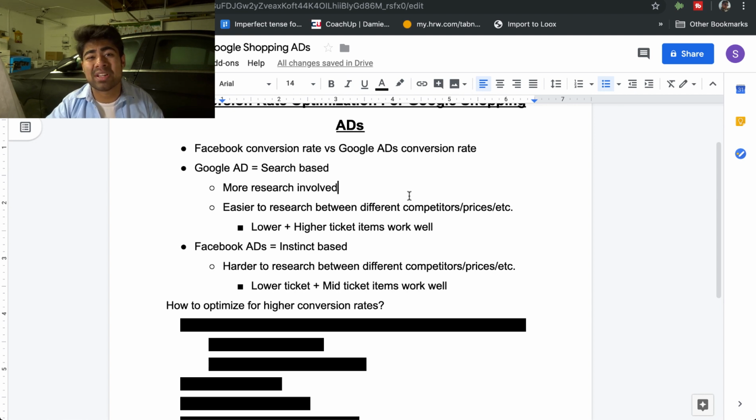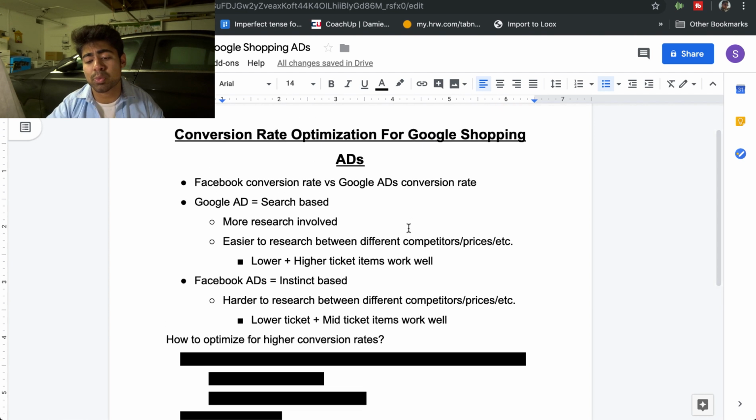People don't really want to waste their time researching the correct prices, at least the majority of them. There are some few people who will research and may not buy from the ad that they see. But that's the difference with Facebook, simply because it's much harder to research between the different competitors, prices, etc. There's a lot of manual work involved, unlike with Google. And this leads to a lot more success with lower and mid-ticket items on Facebook compared to Google, where you can sell higher ticket items with the same effort. That's the main difference between both.